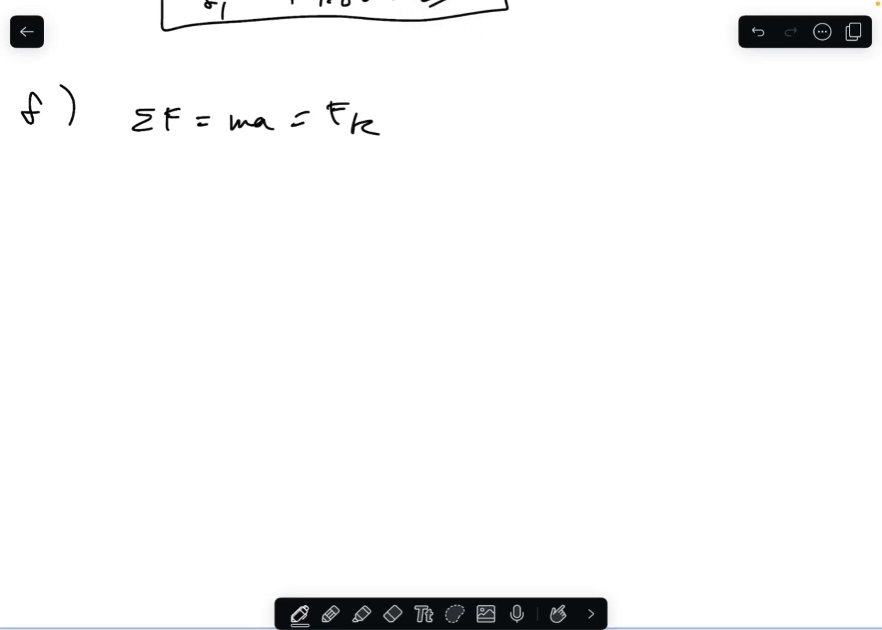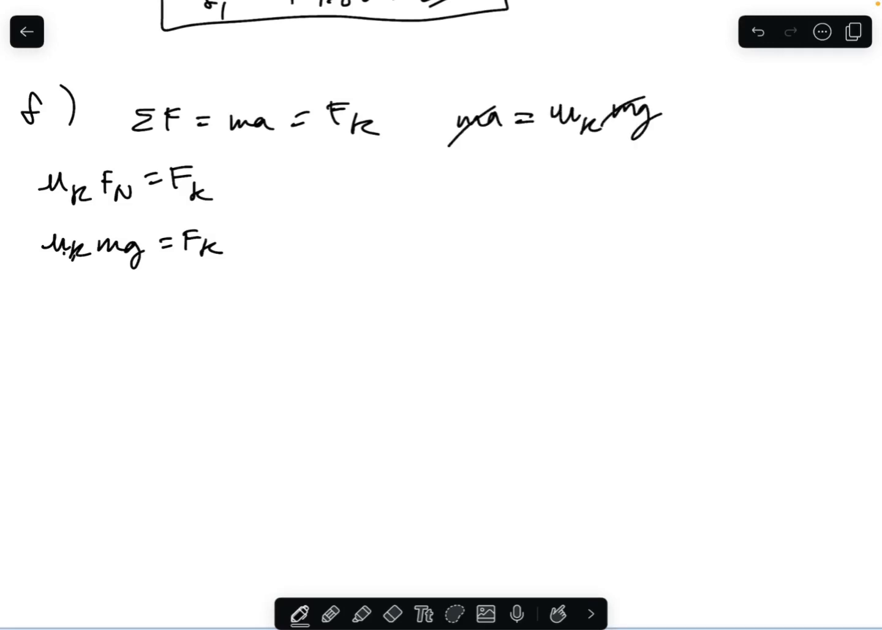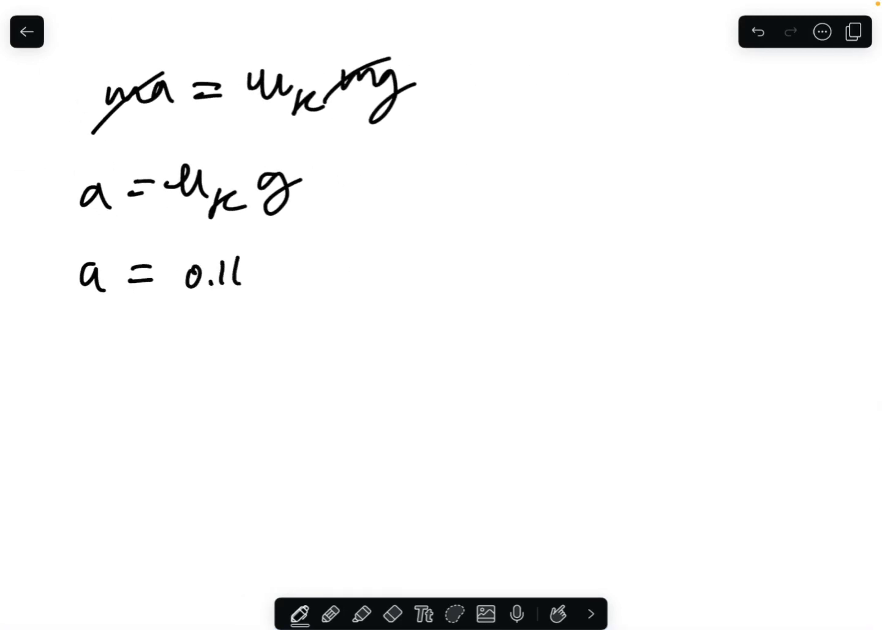So I know Fk is mu k times Fn. And then Fn is mg of the smaller mass, so Fk equals mu k mg. So then I'm going to put that back into Ma equals mu k mg. And the masses cancel out, so A is going to be mu k g. A is equal to, mu k is 0.16 times g. So A is going to be negative 1.568 meters per second squared.